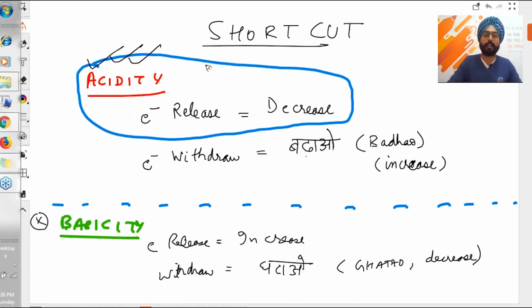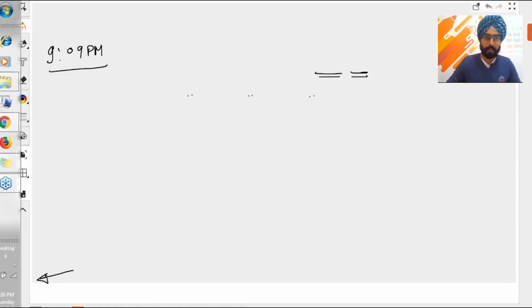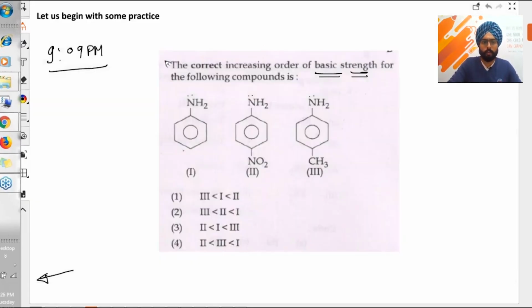So the shortcut is acidity, release, decrease. Cool. We have understood the idea: acidity, release, decrease. Okay. Let's jump back to the questions that we had. Let's come here. So this question asks us, the correct increasing order of basic strength for the following compounds is.